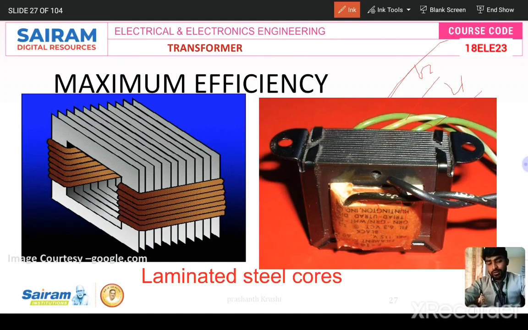This is a core type transformer. Windings are placed on the outer limb for high voltage application. This is low voltage application. This is a laminated steel core. These are the laminations, 0.3 to 0.5 mm thickness. Okay. If you use a number of laminations, definitely the losses will be reduced. Then efficiency will be increased. Right.